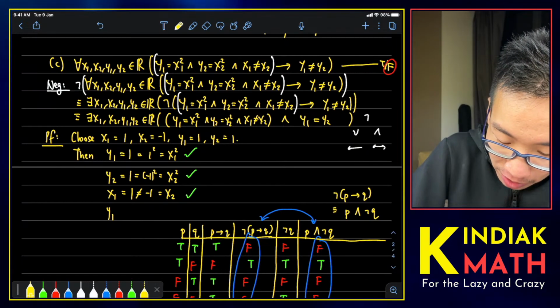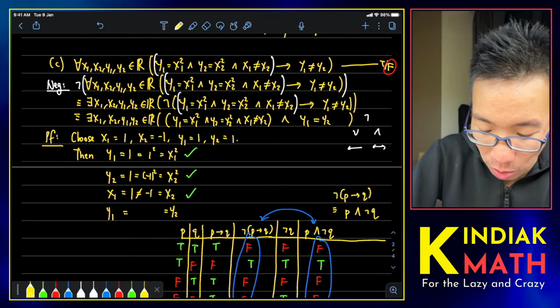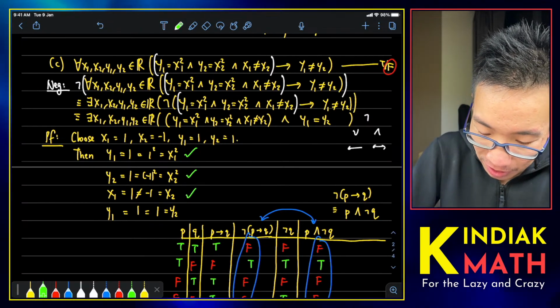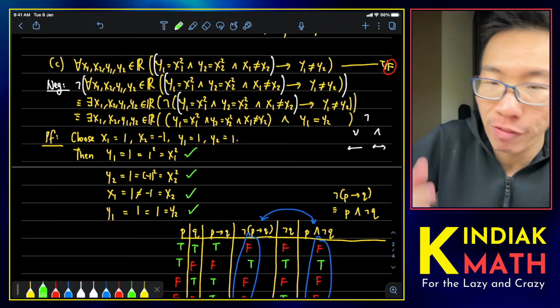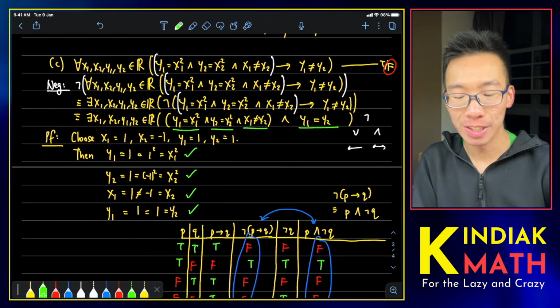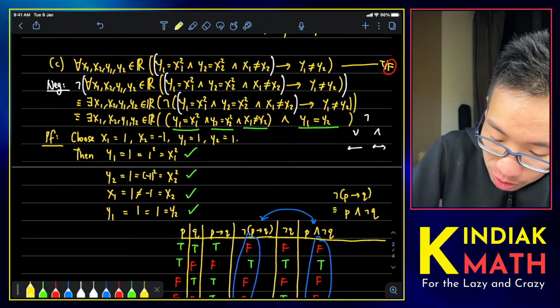Finally, y1 equals 1, y2 equals 1, and the two agree. Therefore, it's true. So we found a witness such that all of these are true. Therefore, the negation is true.